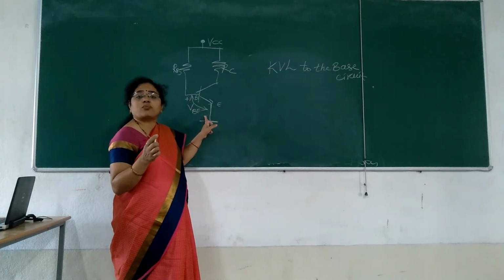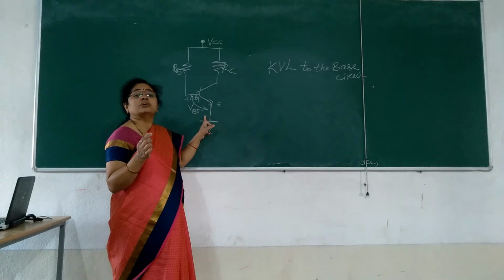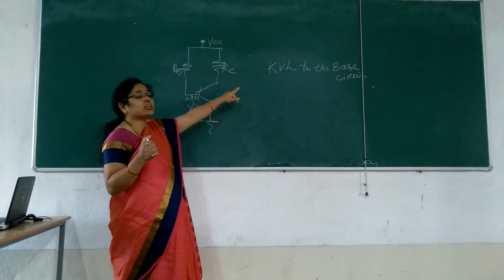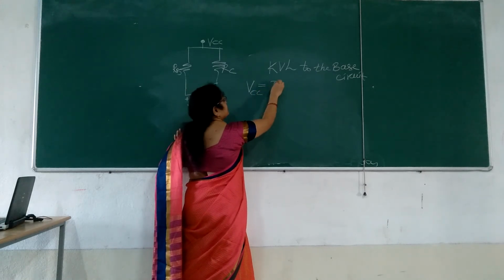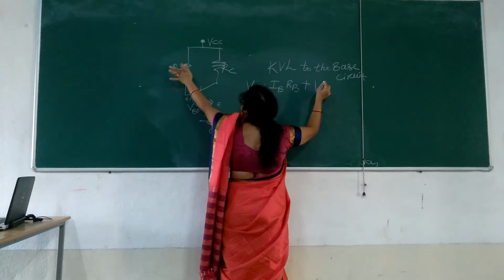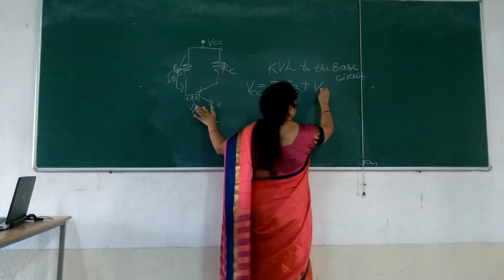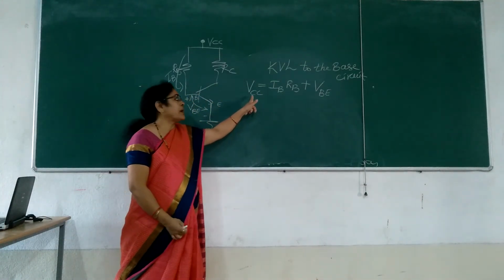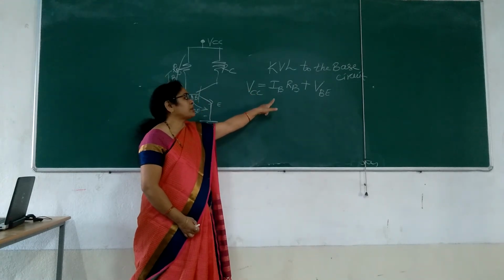VBE is 0.7 or 0.6 volts for a silicon transistor and 0.3 or 0.2 volts for a germanium transistor. We know this, right? So this, and then to ground. Writing KVL to the base circuit, we get VCC equals IB RB plus VBE, where current IB is flowing. Or you can write it as VCC minus IB RB minus VBE equals 0, which comes to VCC equals IB RB plus VBE.